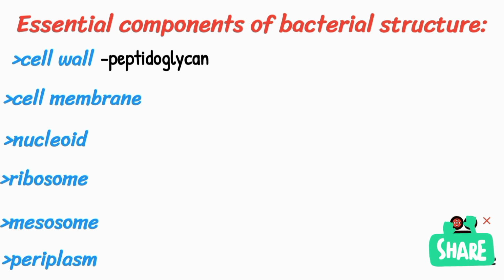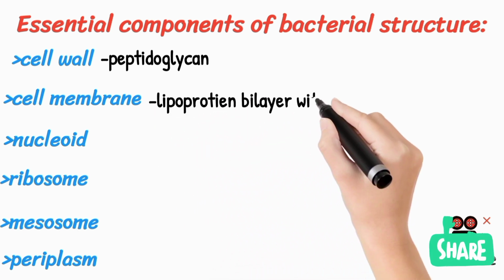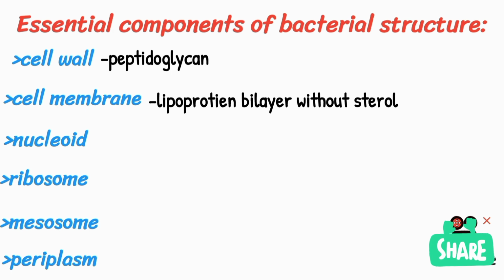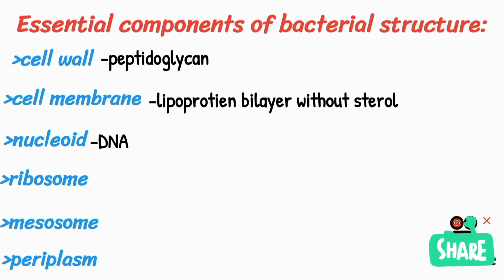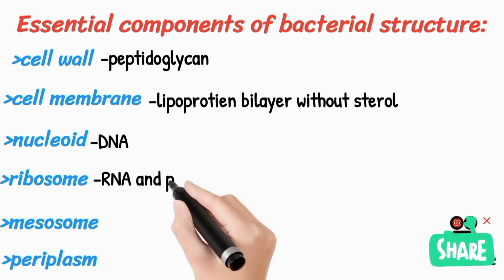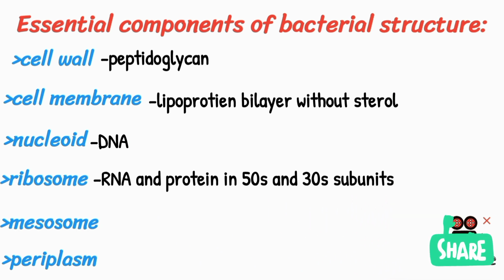Then we have the cell membrane. It is made up of a lipoprotein bilayer, but it does not have sterol, that is, it does not contain cholesterol. Remember, eukaryotes, for example humans, have a lipoprotein bilayer cell membrane, but with cholesterol, whereas bacteria lack cholesterol. And the cell membrane has an important role in transport of substances. Then we have nucleoid. It comprises DNA and has an important role in cell division. Then we have ribosome. Ribosome is made up of RNA and protein in 50S and 30S subunits, and it has an important role in protein synthesis.